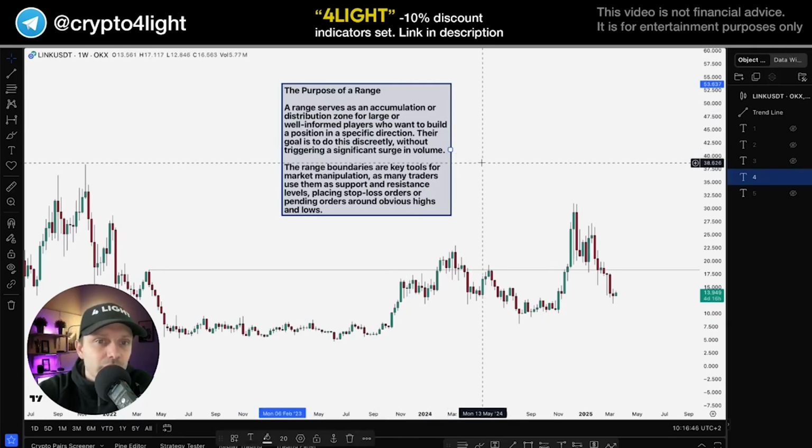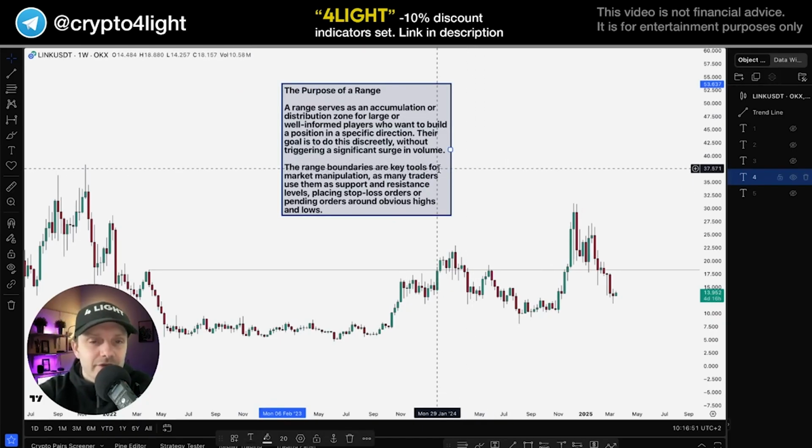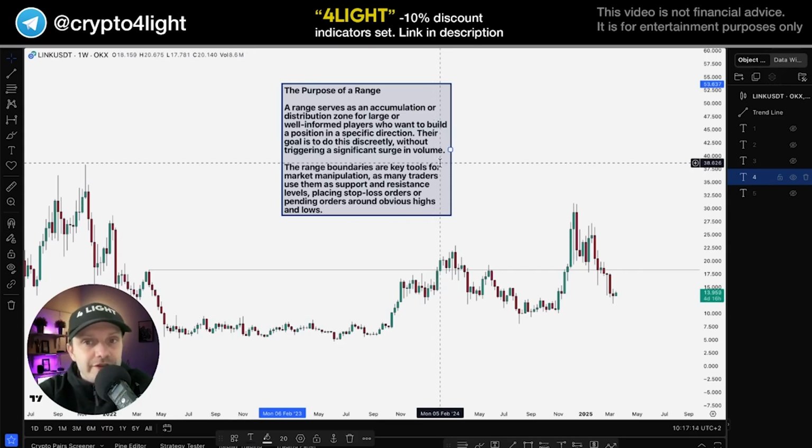A range serves as an accumulation or distribution zone for large or well-informed players who want to build a position in a specific direction or distribute their position. We saw an example in spring 2024, when the whales distributed long-term BTC. Price hit a new all-time high, then distribution and reaccumulation at the same time, and a new all-time high. And the same story now: we trade in a range between 100K, 110K and let's say 79K. So yes, it's just a wider range.